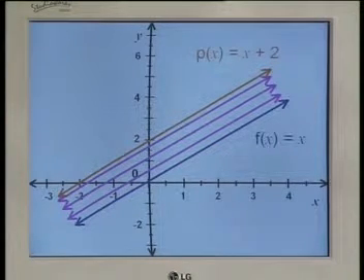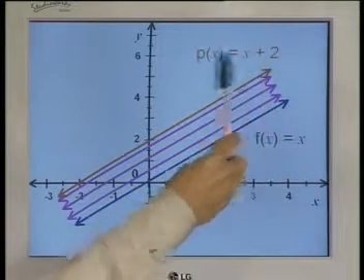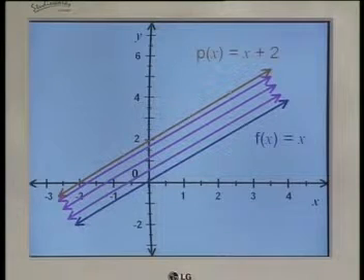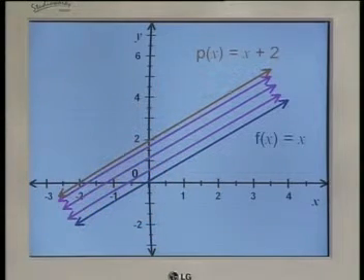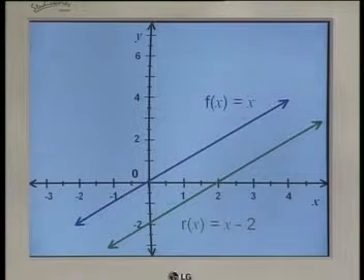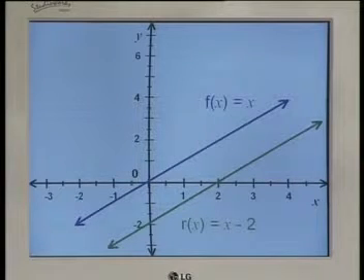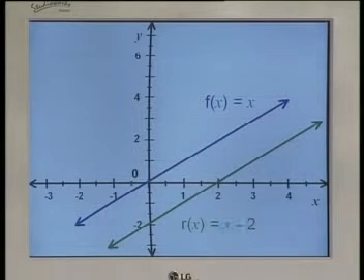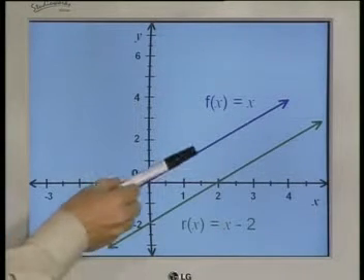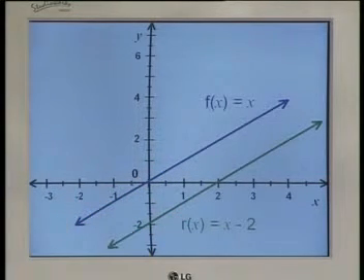In the formula for p, the constant is plus 2, which indicates to us that the shift is by an amount of 2 units, and because the constant is positive, the shift has been in an upwards direction. In the next example, we've plotted the graph r of x is equal to x minus 2. In this case, the constant is minus 2, which indicates that again the shift is 2 units, but this time it is in a downward direction.